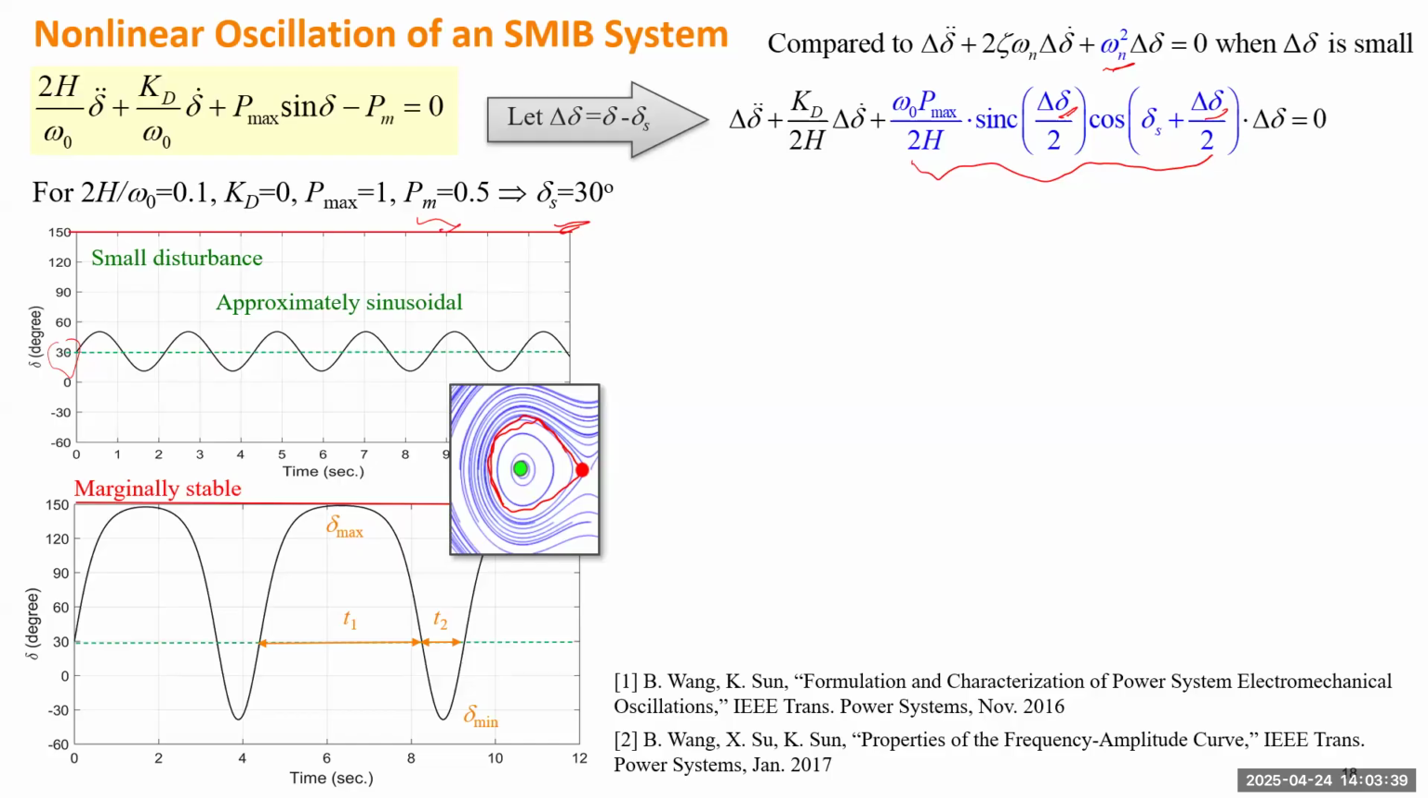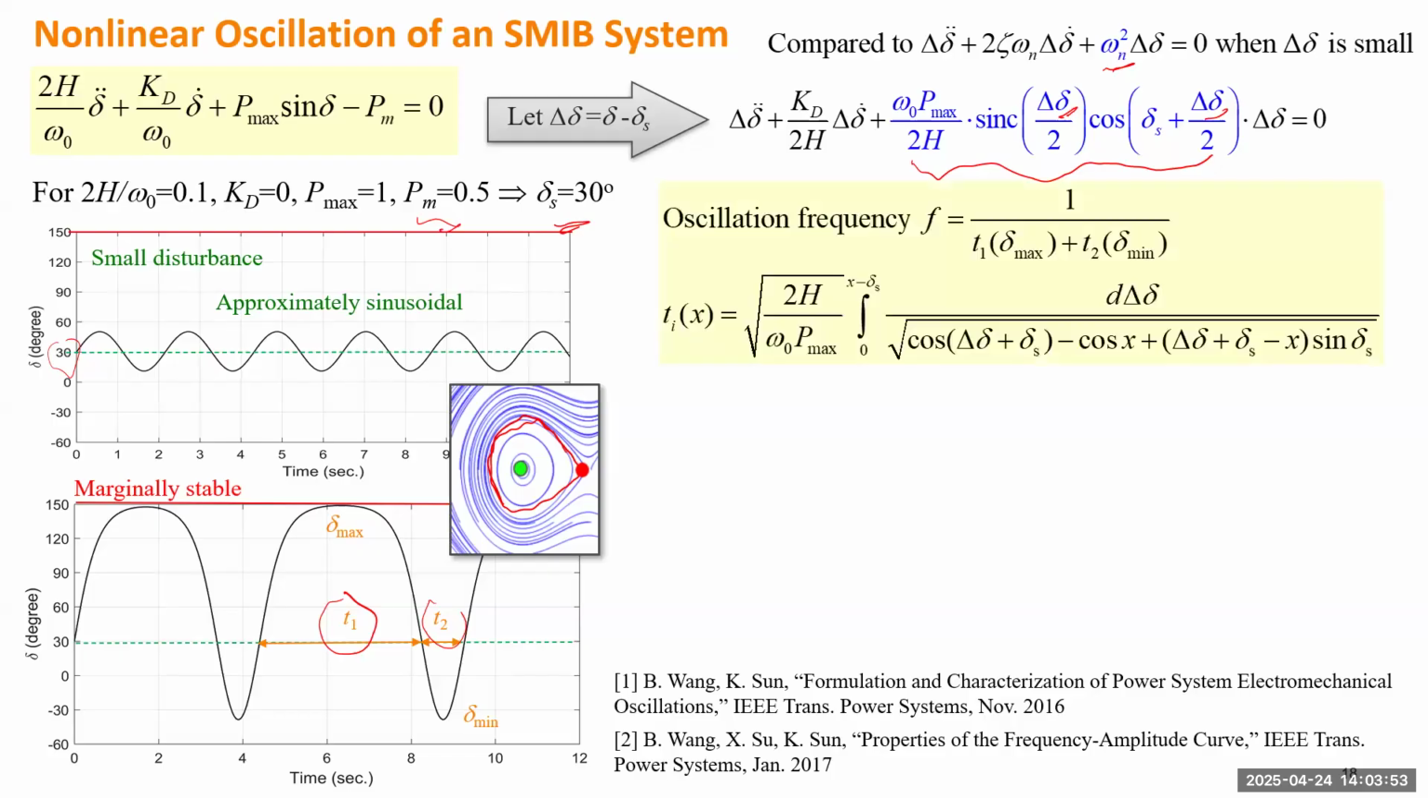But we can still calculate the frequency of the bottom waveform. So we need to calculate the first time and second time. The first time is how long it takes to swing up, and the second will be the swing down. And the frequency can be defined as 1 over the total period. The total period will be T1 plus T2.